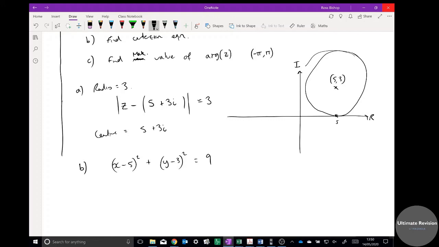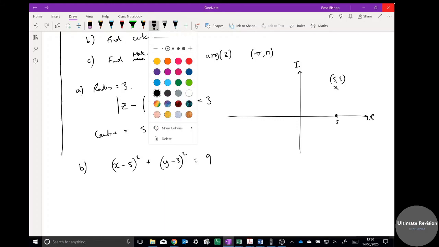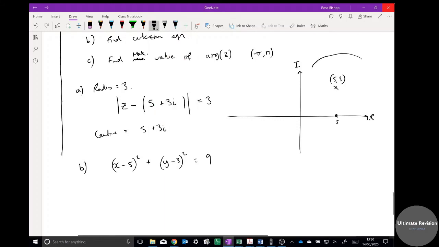Now, where on this circle, I'm going to actually redraw this. The maximum value of the argument of z is definitely going to be when this here is the tangent. That has got to be 90 degrees. That is definitely going to be the point where that angle is its biggest. That's the maximum I want there.